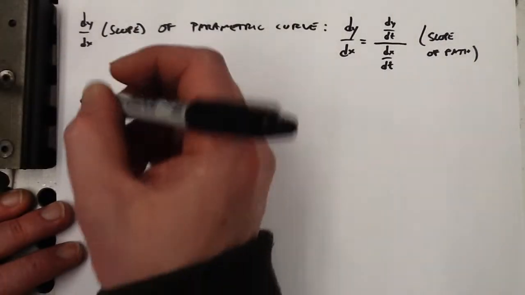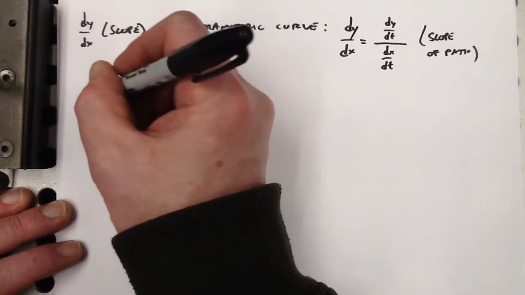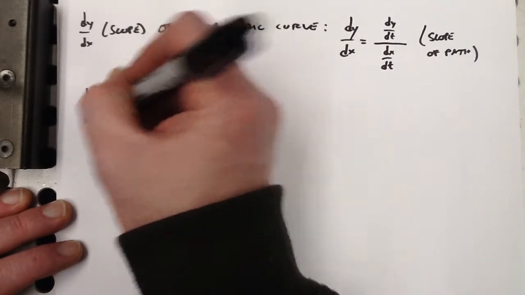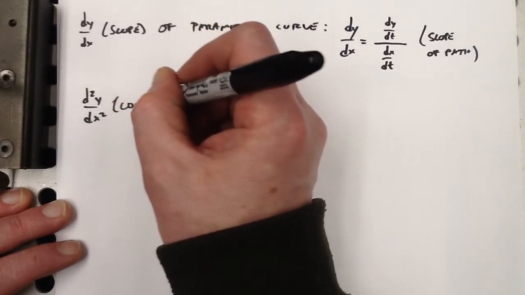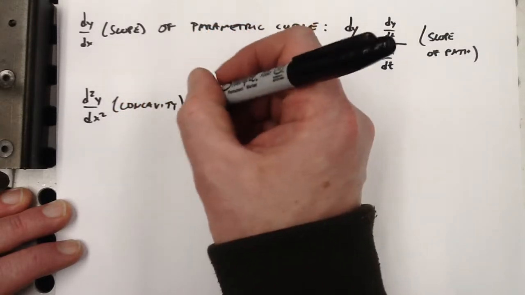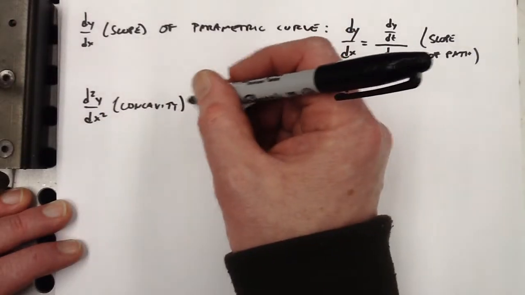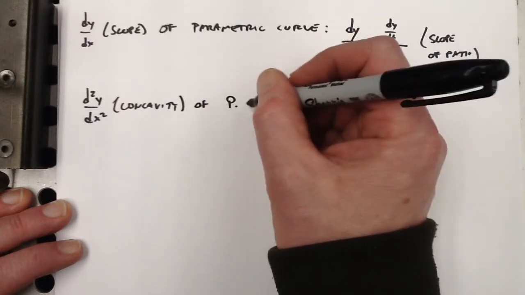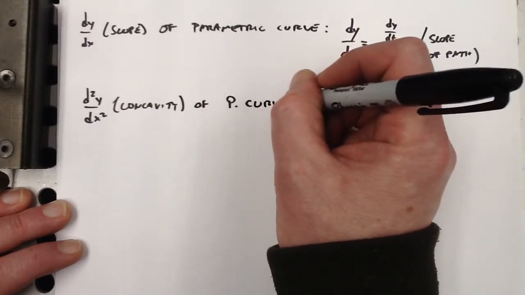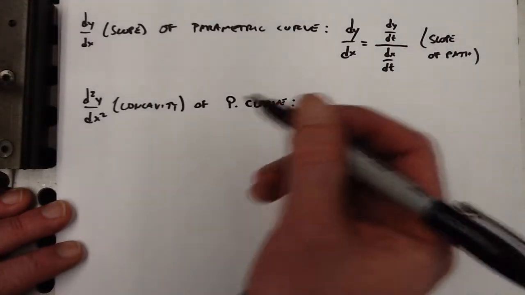All right. How do you find the second derivative? This is the concavity. And again, this is the concavity of the path. It does not have to do with time. You can see right there, there's no t in there. The concavity of the parametric curve. This is a little bit weirder.